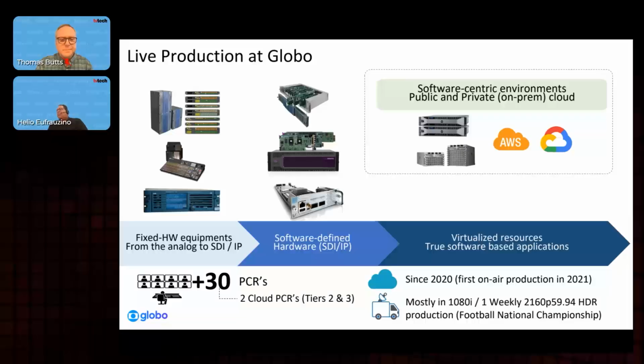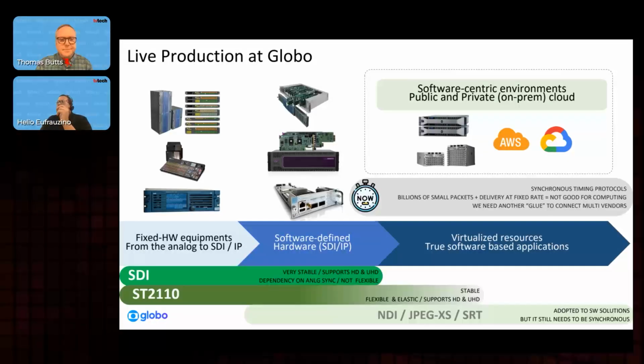we have now a new terrestrial television system. It's called DTV Plus. This system brings us a necessity to have more 4K production, more 1080p production. But here we have an interesting issue.